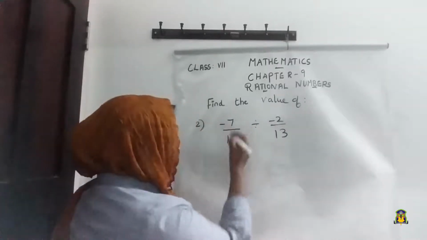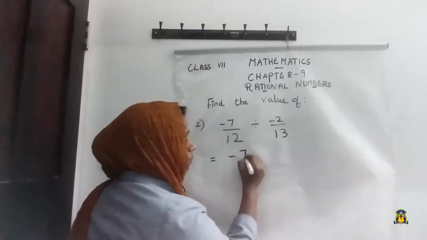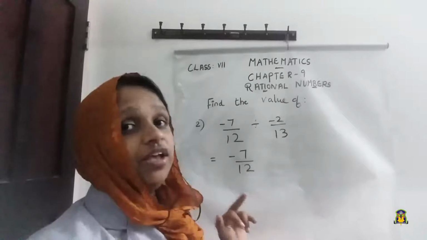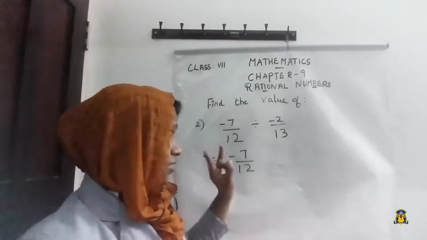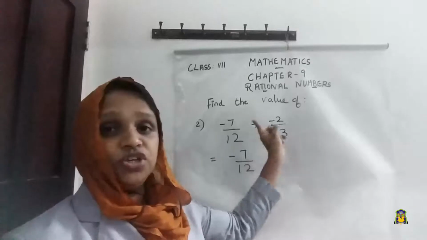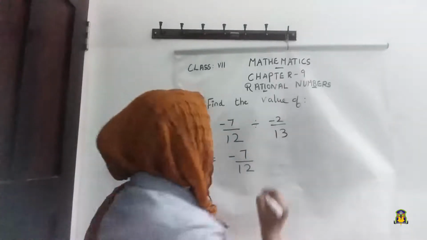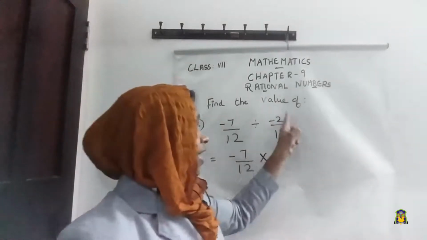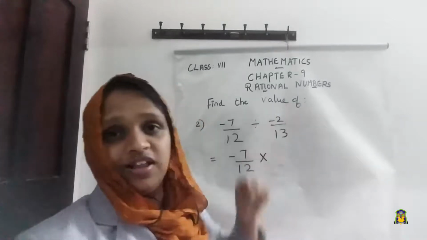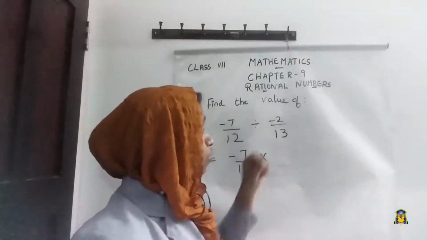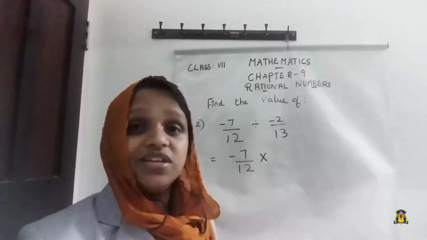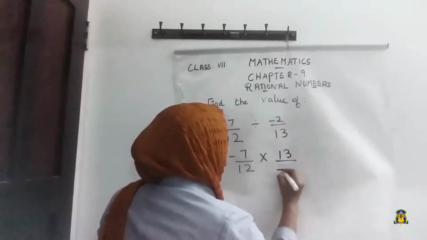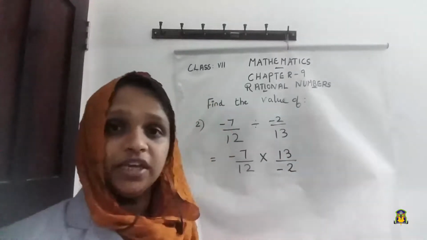Now, for the first rational number there is no change. Then what do we want to do next? First one no change. Then division changes to multiplication. And we want to take the reciprocal of negative 2 by 13. What is the reciprocal? Yes, it is 13 by negative 2.